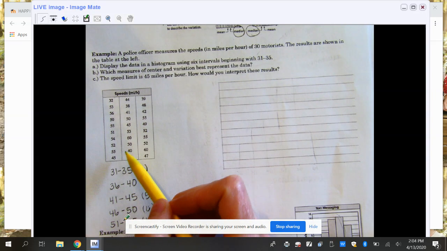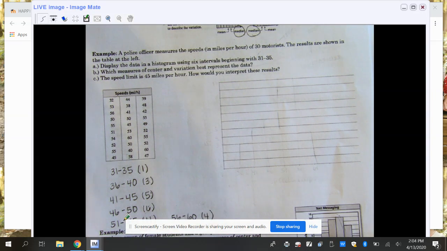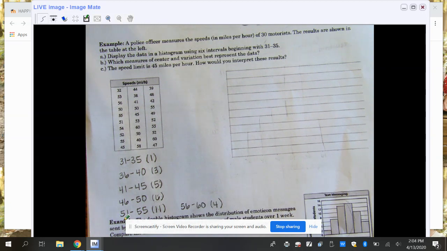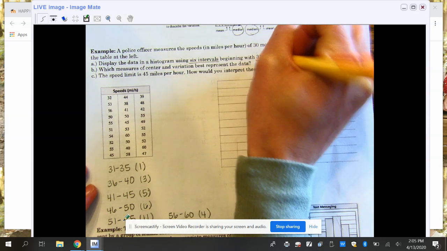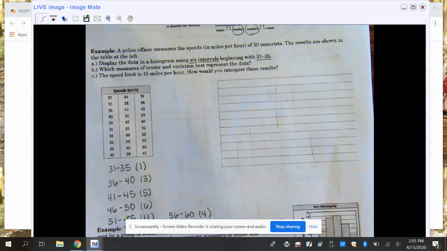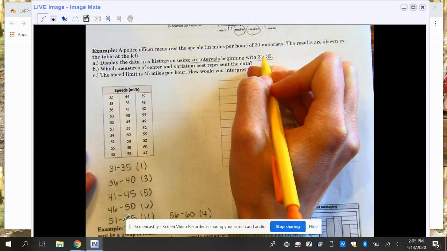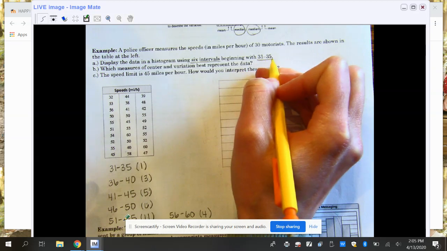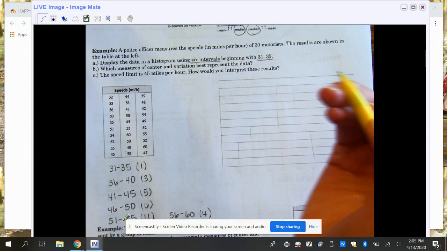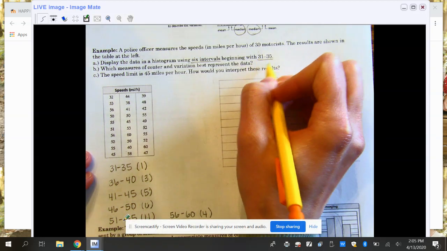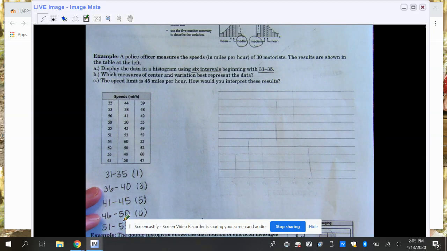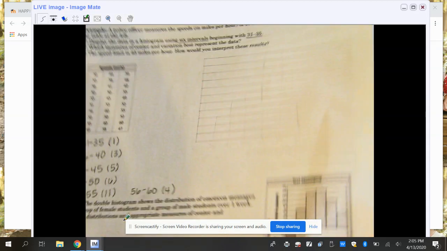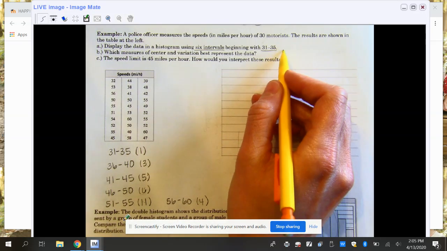So when you're just given a bunch of values, the first thing you're going to have to do is sort it in your intervals. I will always give you the number of intervals and what those intervals should be. You're not going to have to do that on your own. So you just have to make sure that all your intervals are the same, have the same range essentially. So the range of the speeds here is 31 to 35. Okay, so that's a range of 4.